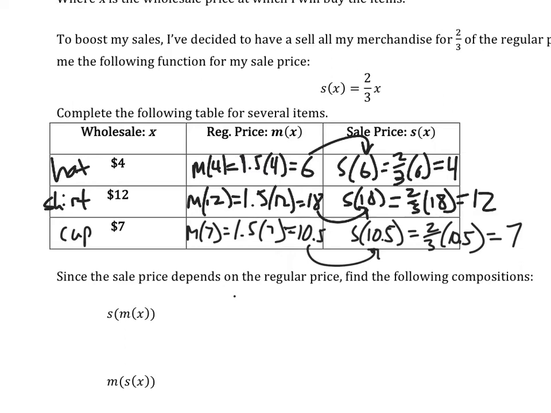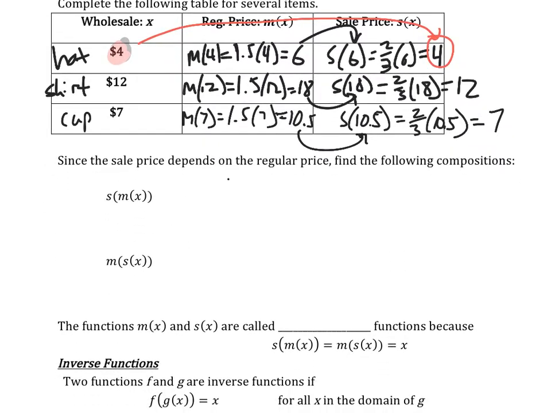Well, what happened here? You can probably see we started with a wholesale price, and that ended up over here as the sale price. You'll notice that happened every time. If I bought it for $12, marked it up, took the sale off, I'm right back at 12. Same thing for the 7. What's going on here? We have two functions, but it seems like one is undoing the other. So let's go ahead and compute these.